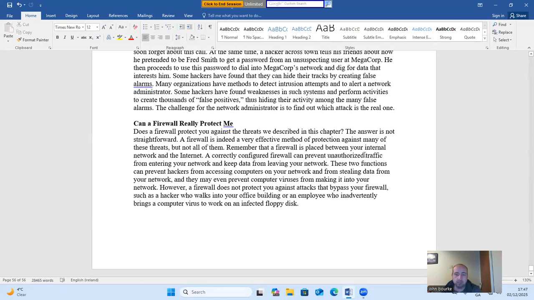Remember that a firewall is placed between your internal network and the internet. A correctly configured firewall can prevent unauthorized traffic from entering your network and keep your data from leaving your network. These two functions can prevent hackers from accessing computers on your network and from stealing data from your network. And they may even prevent computer viruses from making it into your network. However, a firewall does not protect you against attacks that bypass your firewall, such as a hacker who walks into your office building or an employee who inadvertently brings a computer virus to work on an infected floppy disk.